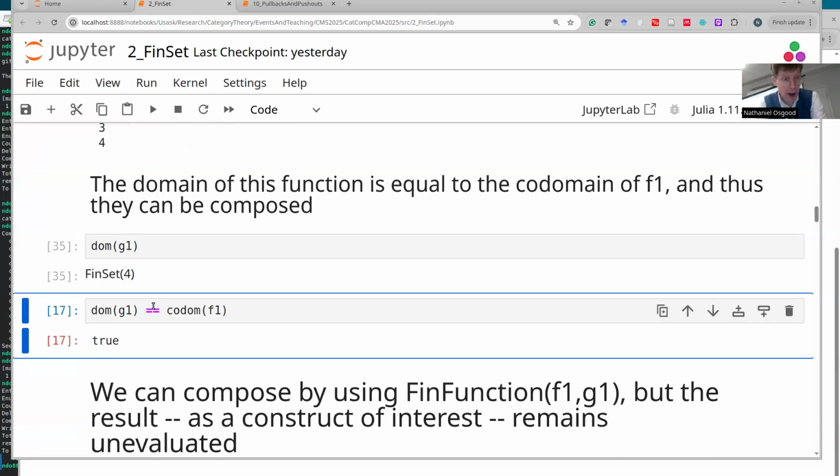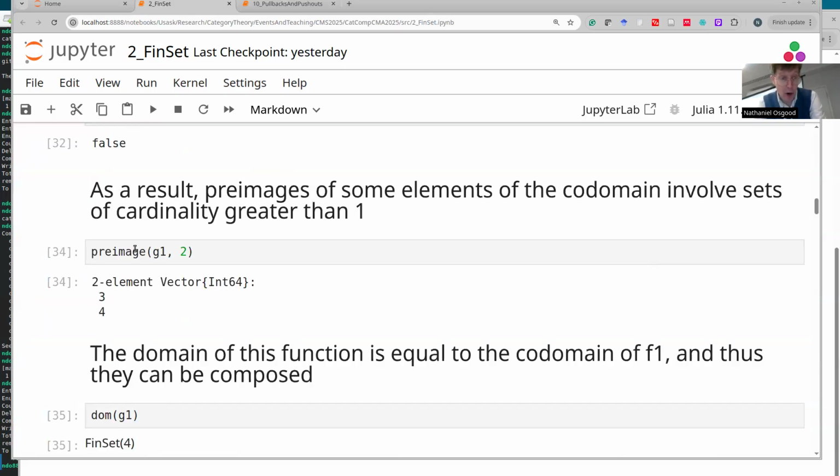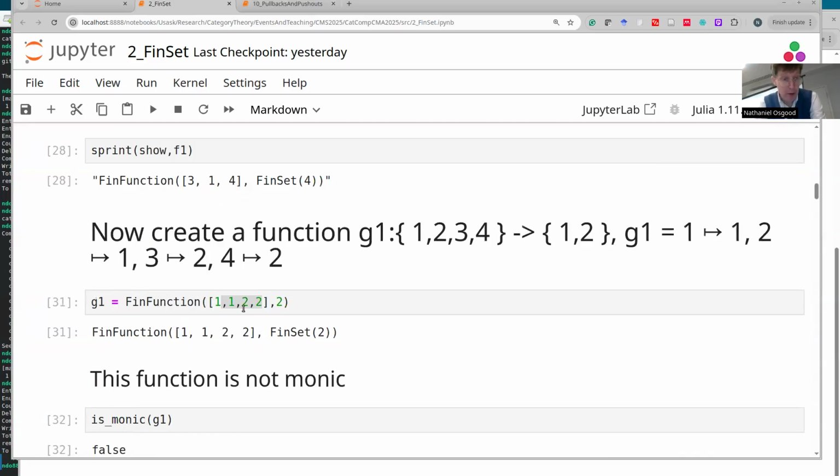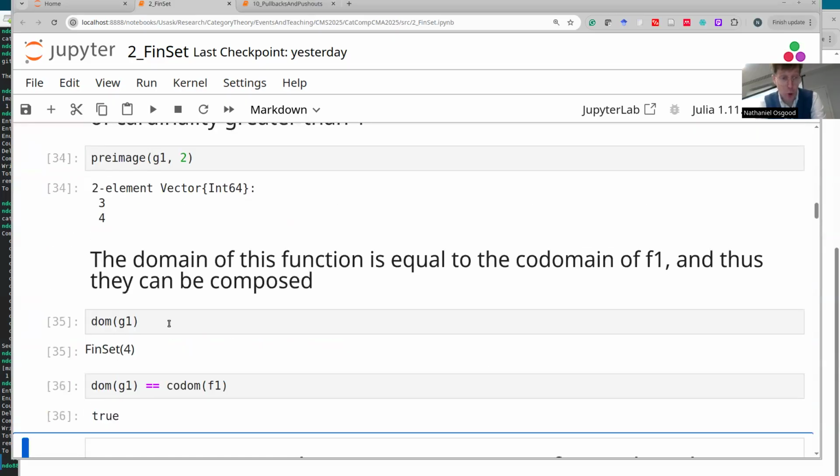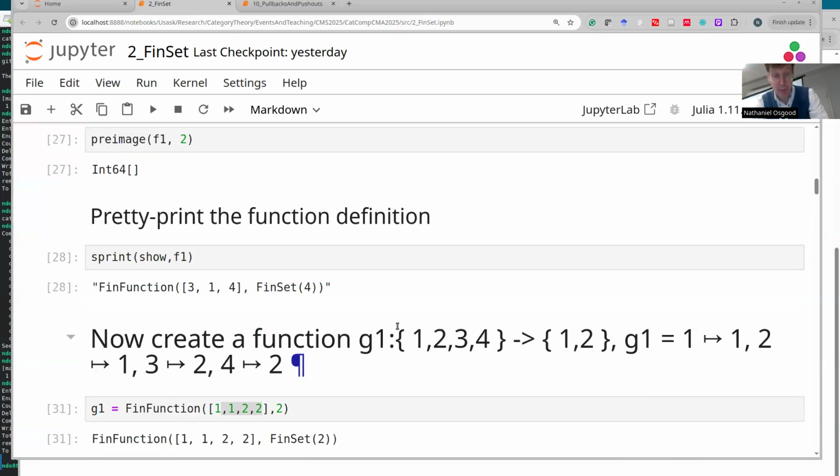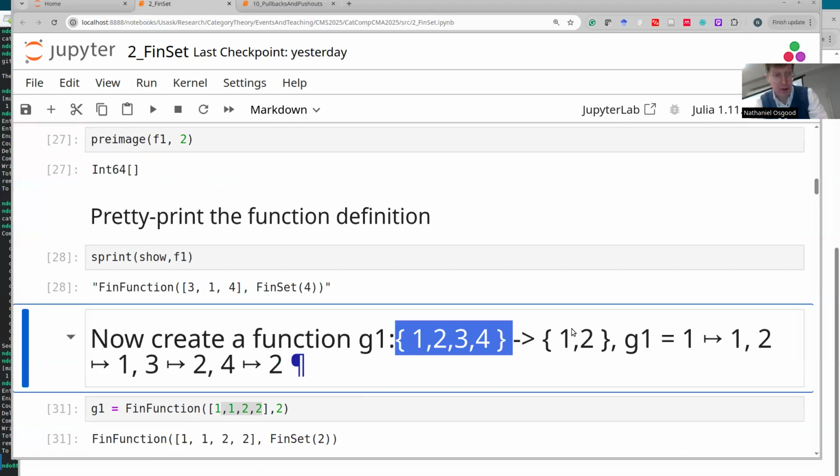So again, we have the domain of g1, this function that we defined here, its source, where it's coming from, the set whence it comes, is FinSet 4. It's coming from this, and it's going to FinSet 2.